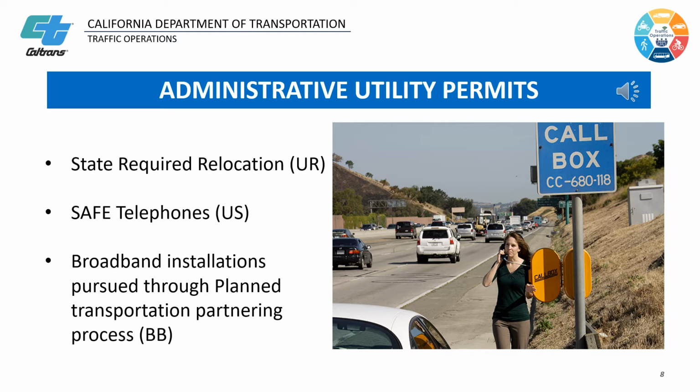Administrative utility permits include state-required relocation, SAFE telephones, and broadband installations pursued through the planned transportation partnering process. In general, utility relocations are ordered by the project development team or right-of-way office to utilities under master agreement or encroachment permit. Questions should be directed to the project engineer and the district utility engineering work group. SAFE telephones are installed by Service Authority for Freeway Emergencies agencies that are established by county or regional government bodies. Each district has coordinators for broadband installations.